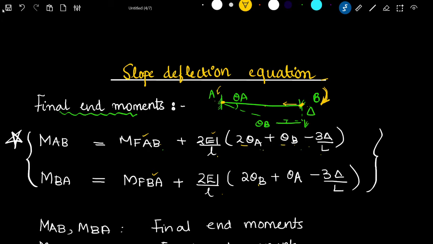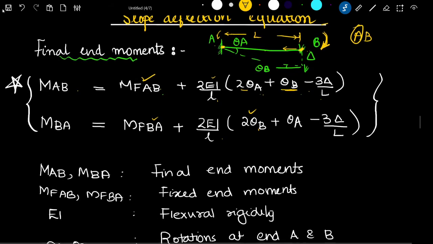Or you can write the final end moment as the fixed end moment plus 2EI by L into 2 times the rotation at the near end. That is, if AB is taken, A is the near end; if BA is taken, B is the near end. Plus the rotation at the far end minus 3 delta by L. That will be the equation. L is the length of the beam under consideration.